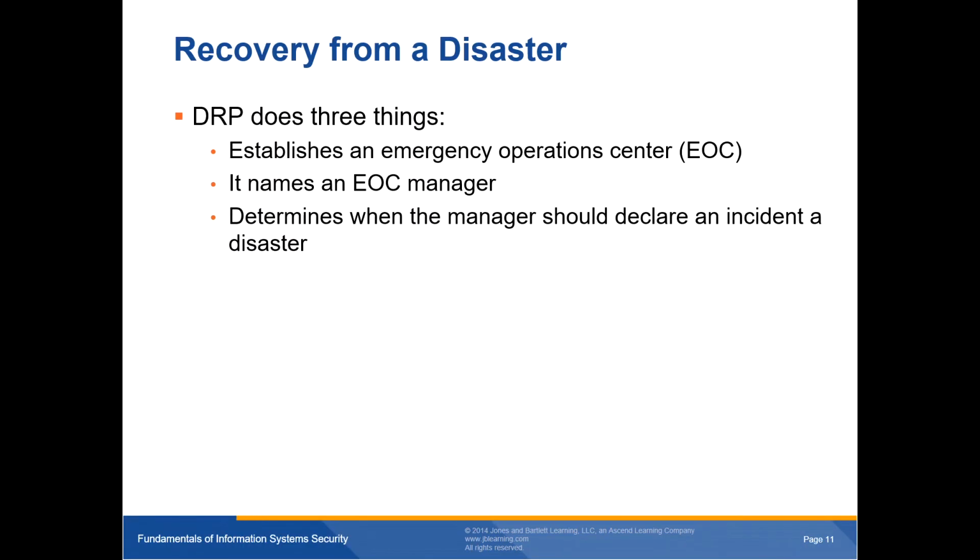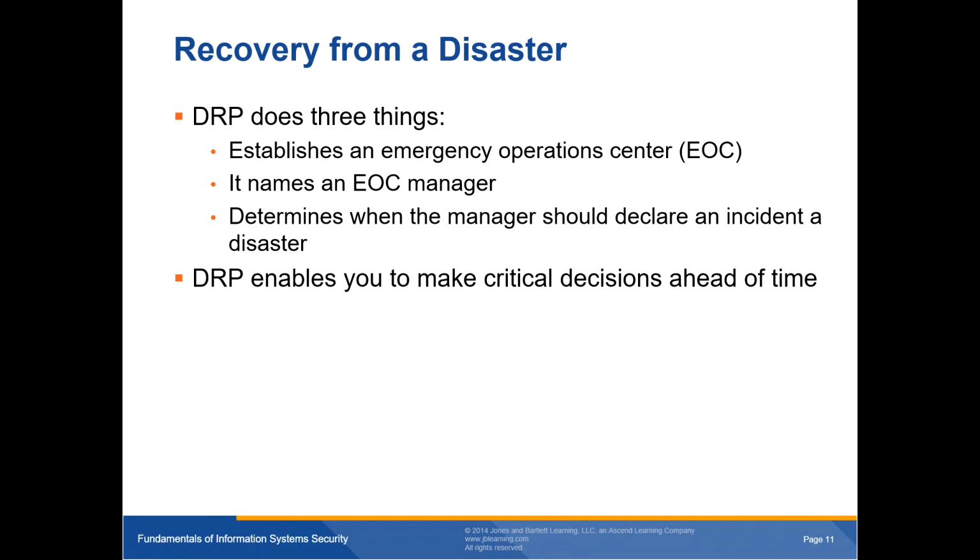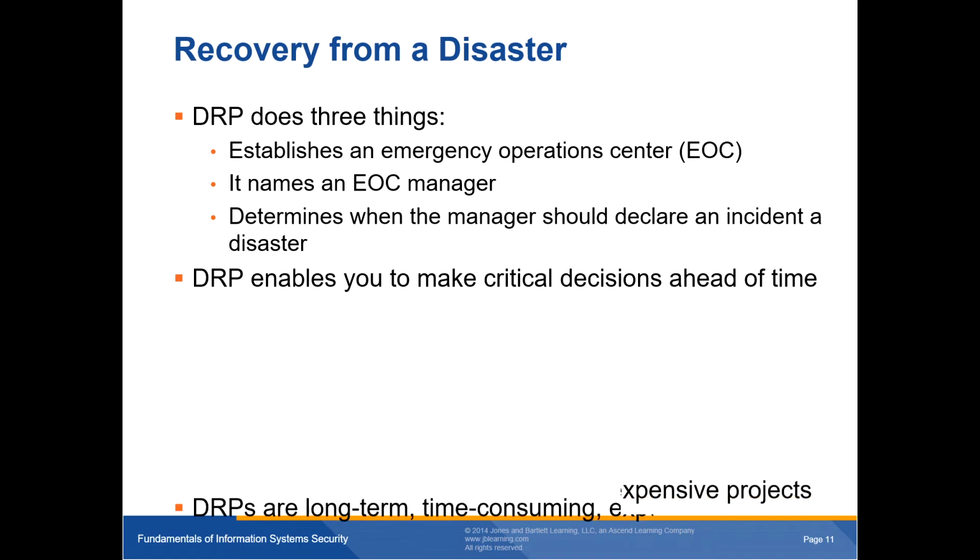A disaster recovery plan does three things. It establishes an Emergency Operations Center, EOC, which is an alternate location from which the BCP or BCP-DRP will be coordinated and implemented. It determines when the manager should declare an incident a disaster. The DRP enables you to make critical decisions ahead of time. Making critical decisions ahead of time allows you to manage and review decisions without the urgency of an actual disaster.